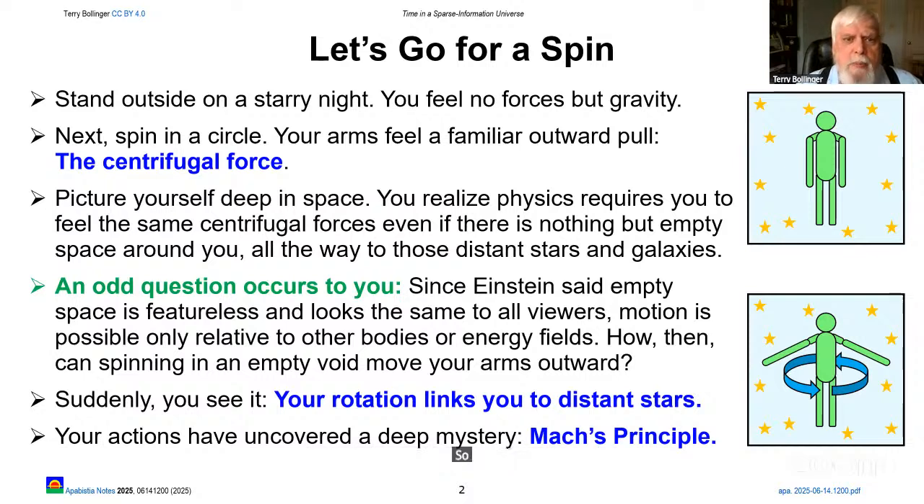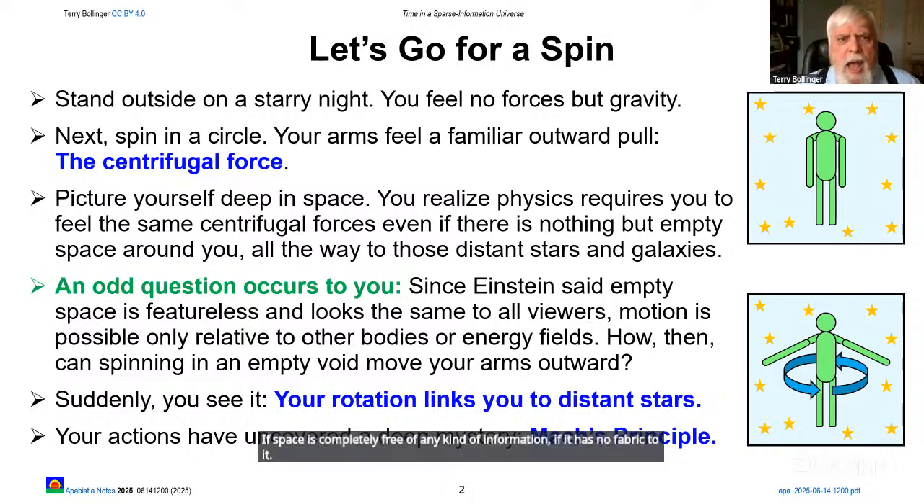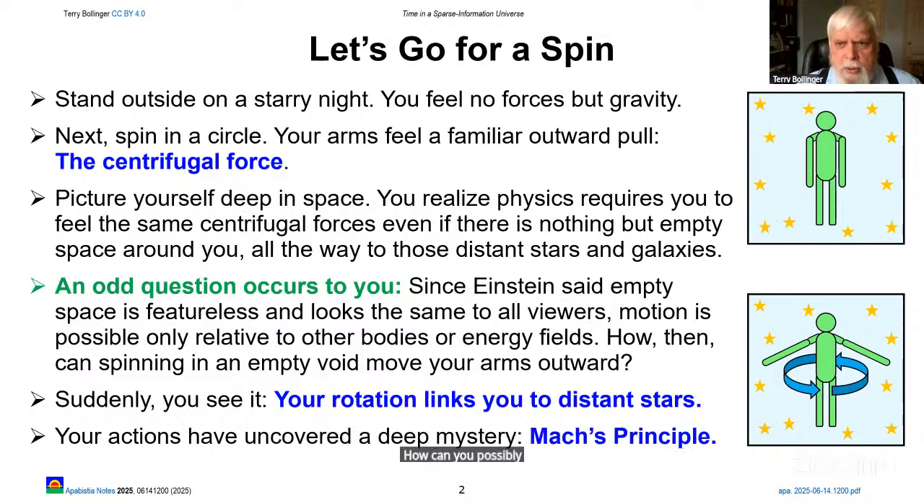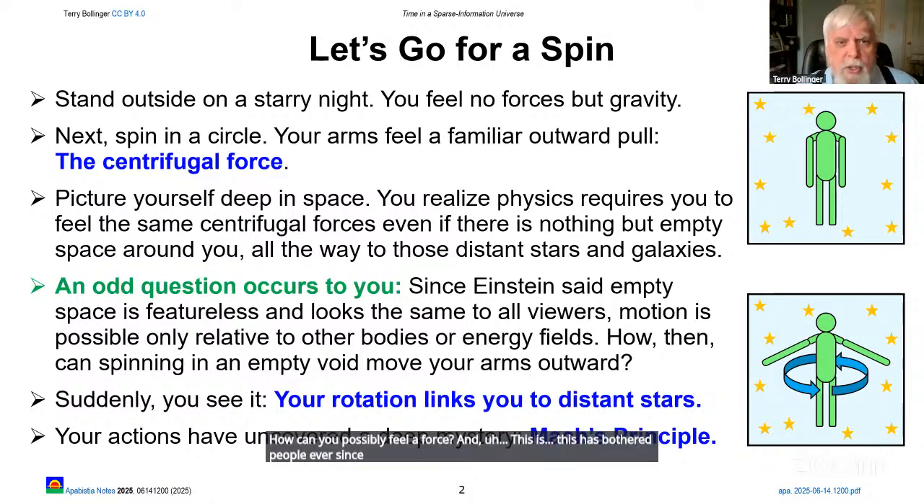So the problem that comes up is, what are you spinning relative to? If space is completely free of any kind of information, if it has no fabric to it, how can you possibly feel a force? And this has bothered people ever since Newton. Newton had a version of it with what he called a spinning bucket.